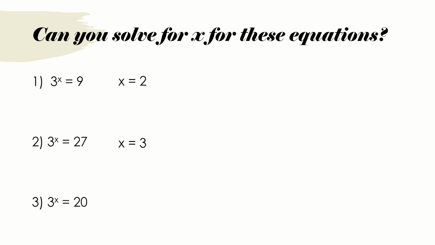For number 3, it's a little more unclear. So you have 3 to the x equals 20. There's no integer that when you raise 3 to that power, you get 20. Well, 20 is between 9 and 27, so there's a sense that x should be between 2 and 3. But is it 2.5? Is it 2.7? What is the value of x?